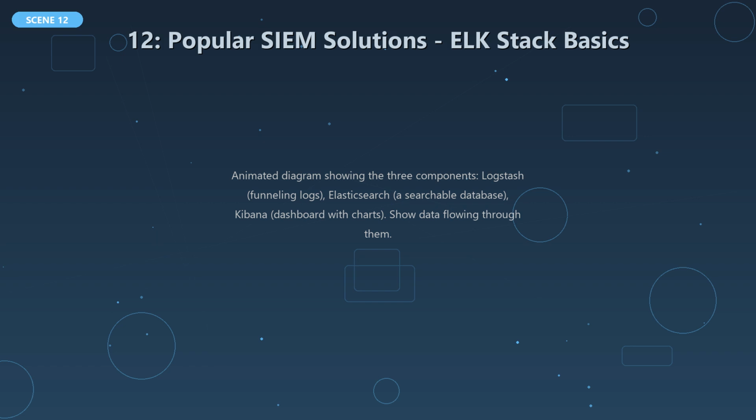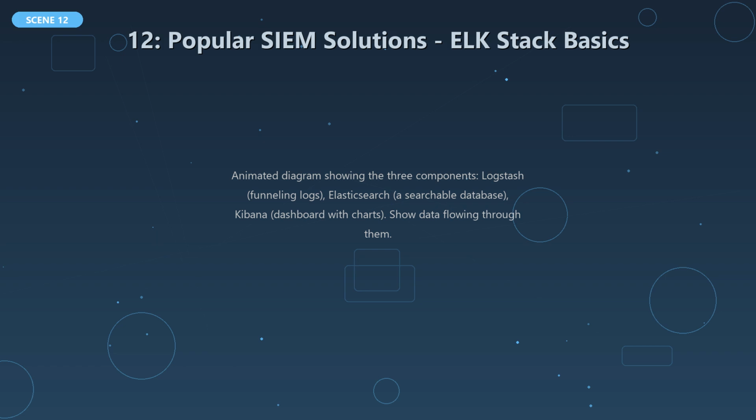Critically, Logstash includes a wide array of filters that allow you to parse, enrich, and normalize your log data before it's stored in Elasticsearch. For example, it can extract specific fields from unstructured logs, geolocate IP addresses, or anonymize sensitive information, making the data much more useful for security analysis.